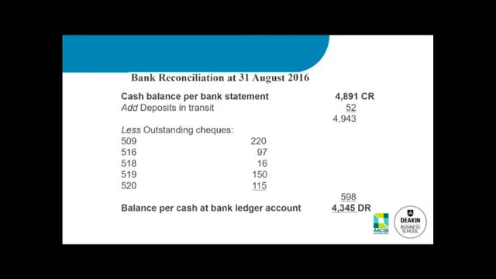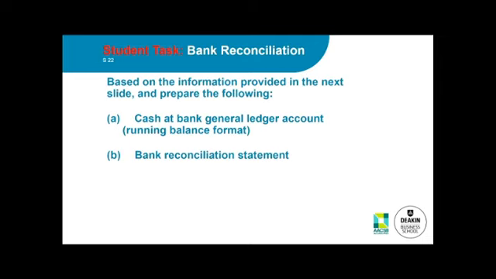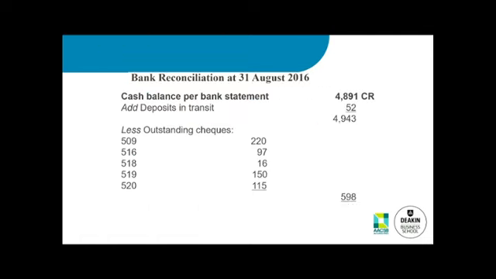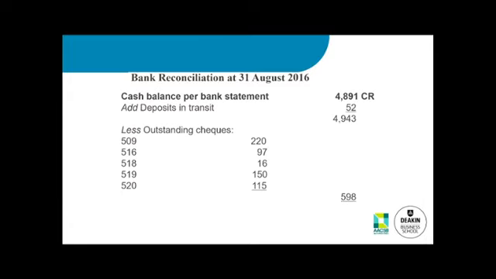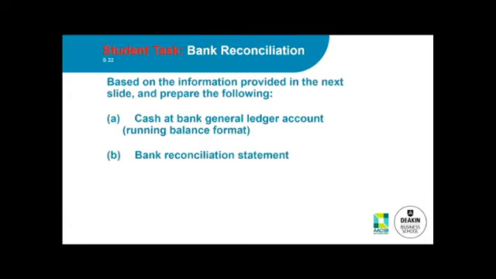Okay, so I think now we're ready to do the student exercise. So we have the following information, provided in the next slide. We need to prepare the cash at bank ledger account with the running balance. What we mean by running balance format is exactly this. You know how we did a T-ledger account, debit and credit only? This is a 3-column account where you have the debit, the credit, and the balance. So this is what is referred to as the running balance, meaning that after every single transaction, you know what your balance is, right? So what you have to do now is basically the cash at bank ledger account, the running balance, and the bank reconciliation statement.